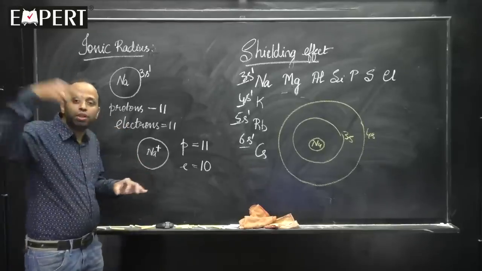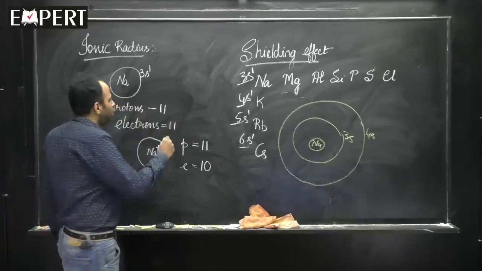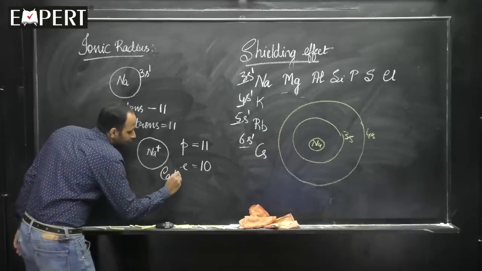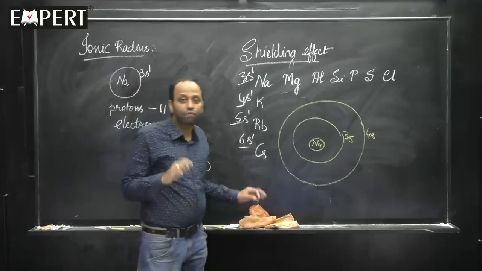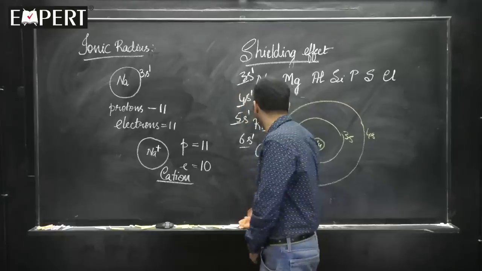Whenever you remove electrons, you can remove 1, 2, 3, however many, what is formed? You get something called a cation. What is it called? Cation. When you remove any number of electrons, you get cations.